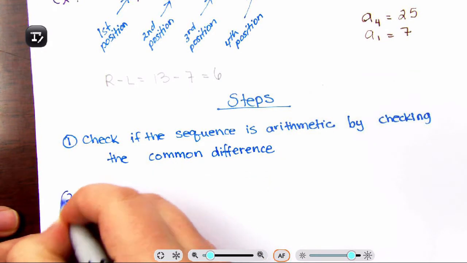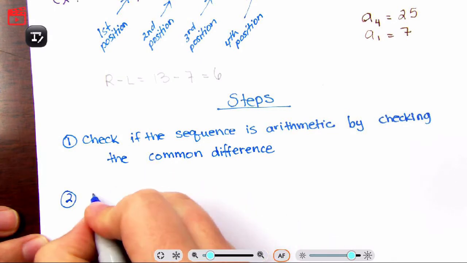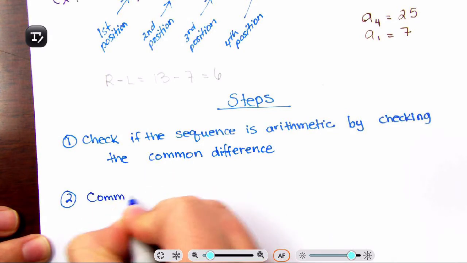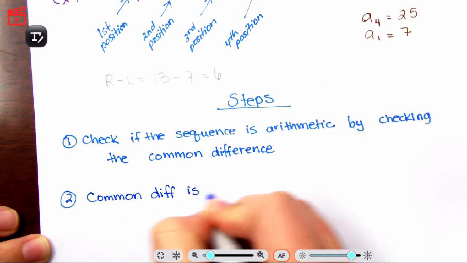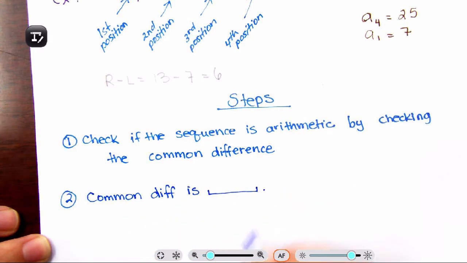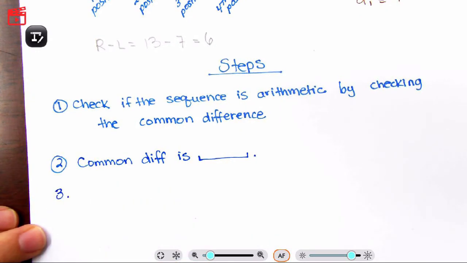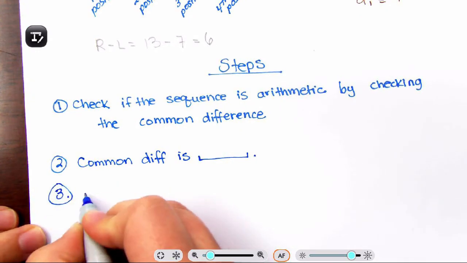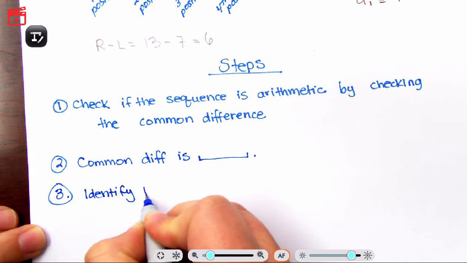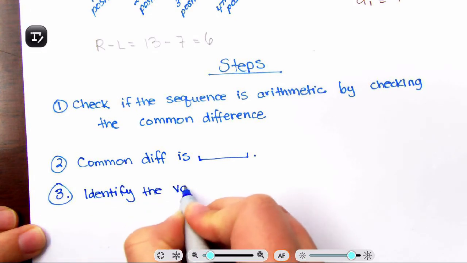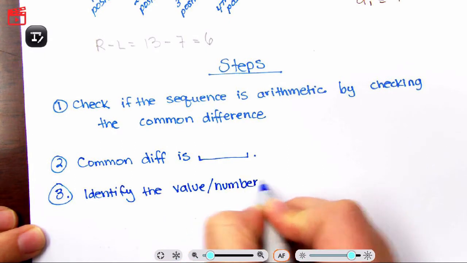Step number two. So if it is, then you continue to number two. Find out what the common difference is. So we want to know what the common difference is. Step number three is we want to identify the value, or you can say the number, in the first position.